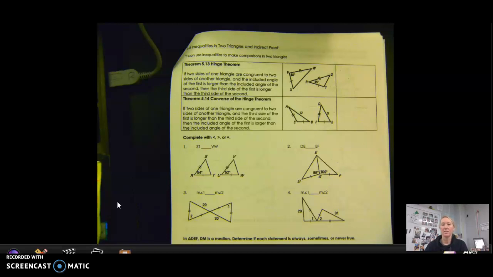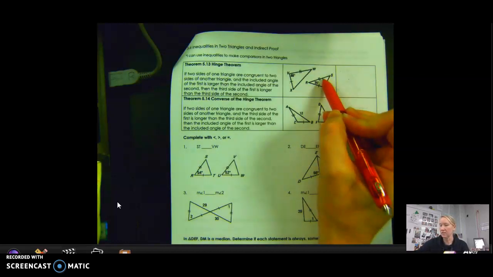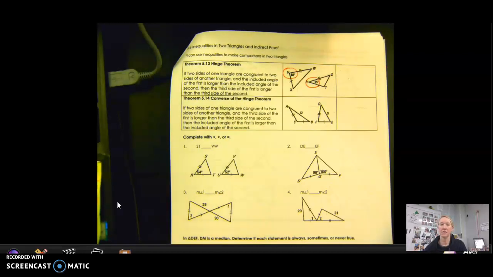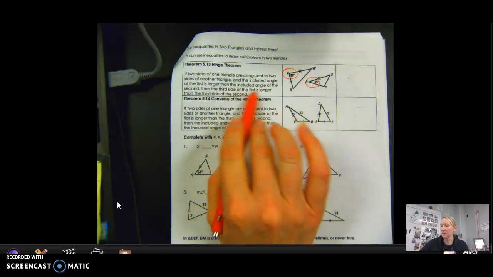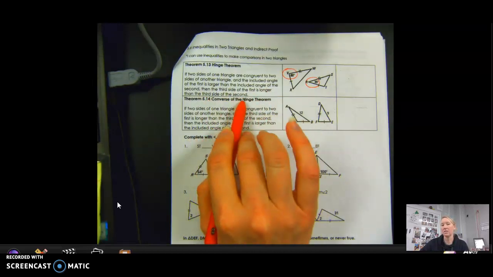5.13. If two sides of a triangle are congruent to two sides of another triangle, so this side is congruent to this, and this side is congruent to this, this is considered an included angle, and this is considered the included angle because it is in between the two congruent sides we're talking about. And the included angle of the first is larger than the included angle of the second, then the third side of the first is larger than the third side of the second.